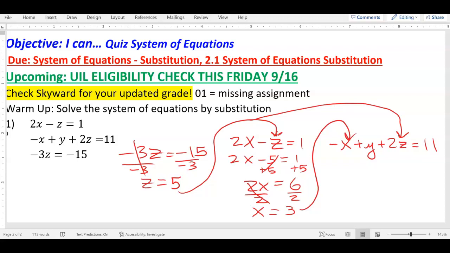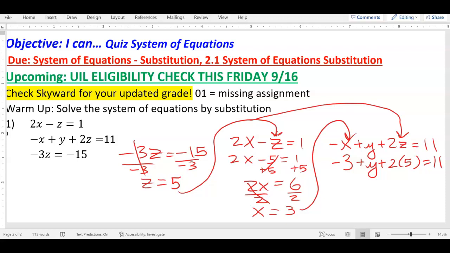Now, that minus x is now minus what? 3 plus y plus 2, and instead of z, I'll put a 5, and then bring down equals 11. Okay. I replace x. I replace z. Now I've got to do some simplifying.